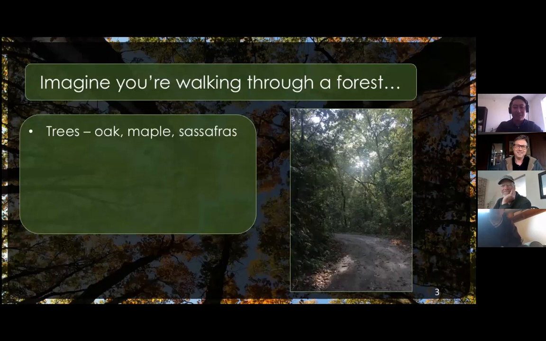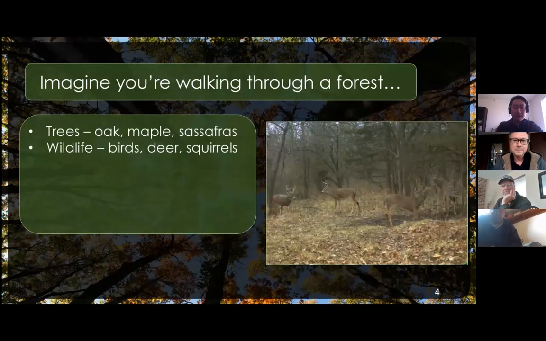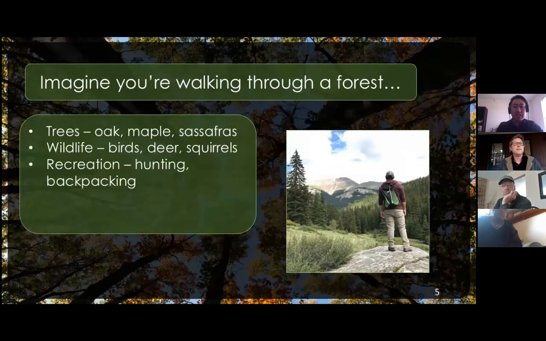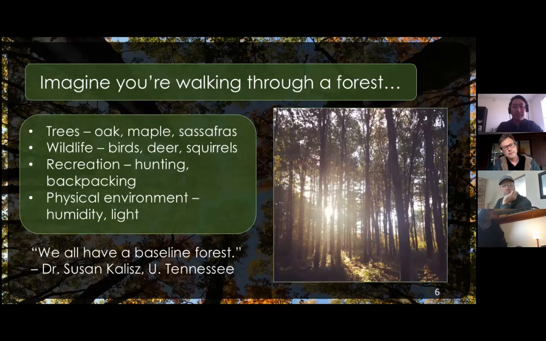I also think about the different wildlife that I might be seeing out there, things like birds or deer, squirrels, all these different species that call forests their home. I'm also thinking about the reasons why I'm out in the forest. Besides doing research for the F&R department, I'm also out there quite often for different recreational purposes, things like hunting and backpacking and so on. And I also am thinking about what the physical environment of that forest might be like. Maybe the trees are blocking some of the wind and it gets more humid as you're walking through there, or maybe, thinking about, like with this photo, how the light is coming through the canopy.